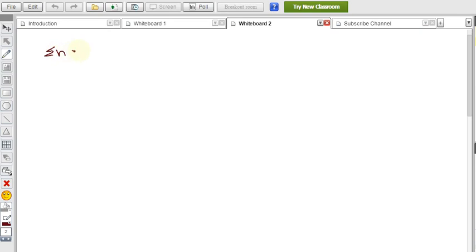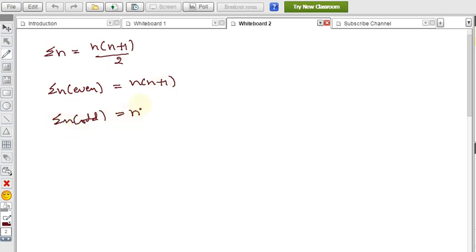Okay, sigma N. This is for natural numbers: N into N plus 1 by 2. Sigma N, if it is the number of even numbers, then N into N plus 1. Sigma N, if it is odd numbers, then N square. These three formulas you'll use as a short trick for finding the sum.